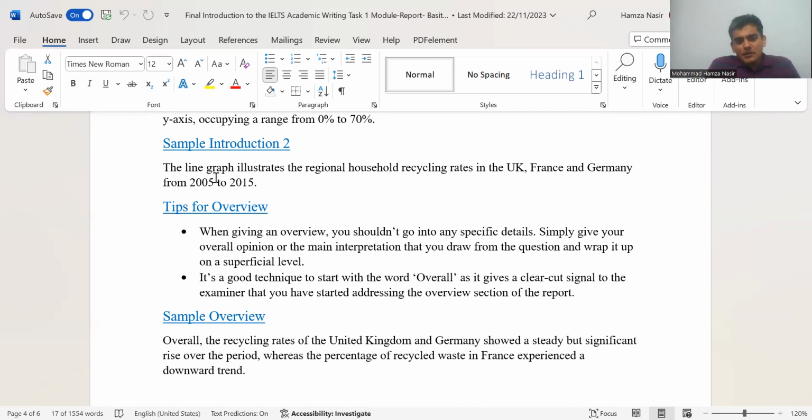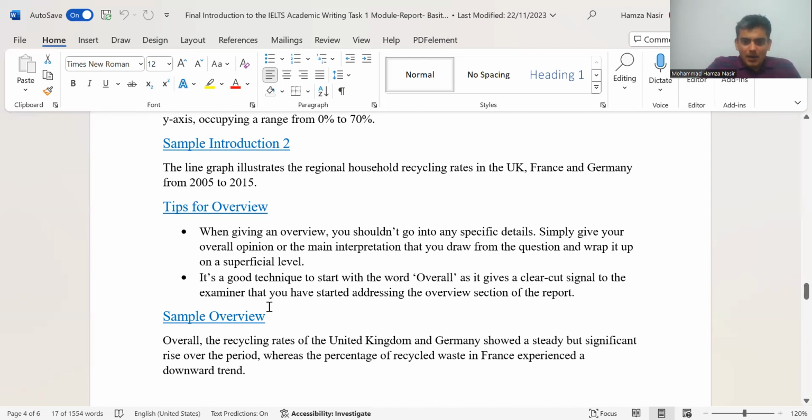Next up, let's talk about the overview, right? When giving an overview, you shouldn't go into any specific details. Simply give your overall opinion or the main interpretation that you draw from the question, the main feature, and wrap it up on a superficial level. Don't go into detail. It's a good technique to start with the word overall, as it gives a clear-cut signal to the examiner that you've started addressing the overview section of the report.